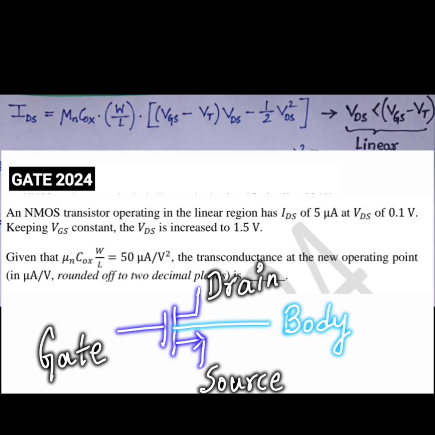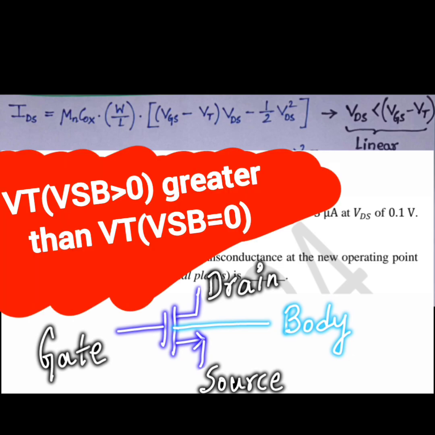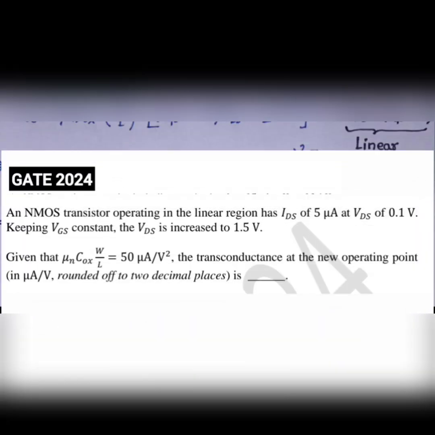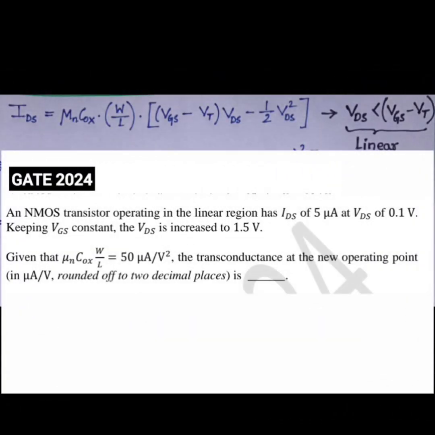Say my source and body are connected to the same potential, then my VSB will be 0, then my threshold voltage is minimum. But if my VSB is increasing or is greater than 0, then my threshold value is going to increase. Then my overdrive voltage will also reduce, because it is VGS minus VT, but your VT is increasing, so your overdrive voltage is also reducing. Okay, let's not go too deep into the body bias because it requires the energy band diagram and other things. So let's focus on this question.